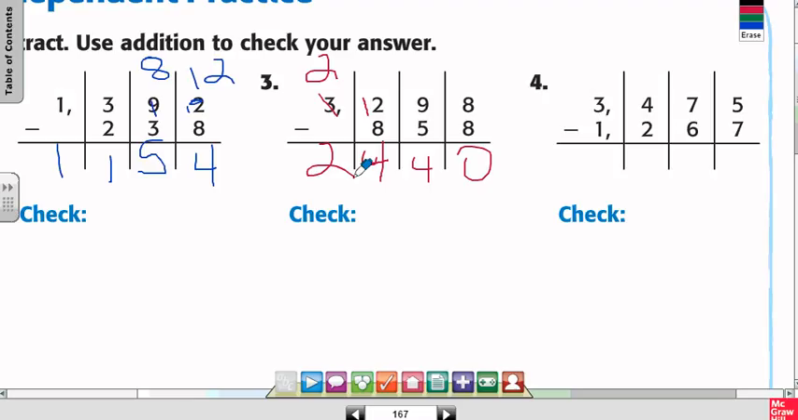Alright, so number 4, 5 minus 7, can I do that? No, I have to borrow from the tens place. If I borrow 1 from 7, I get 6. Okay, the one that I borrowed goes to the right. Instead of 5, I have 15. 15 minus 7 is 8. 6 minus 6? 0. And then 4 minus 2 is 2. And then 3 minus 1? 2. Just want to make sure it's 2. Not 1. There you go.